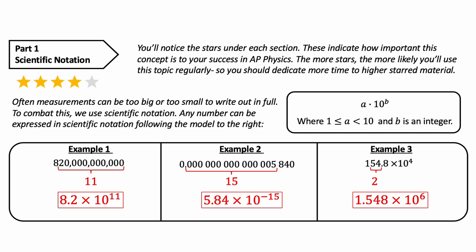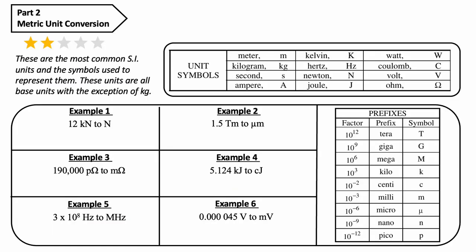Now moving on to part 2. In part 2, we are doing metric unit conversions. Once you understand the trick of these, hopefully they will be extremely easy for you. Let me explain what that trick is. The unit itself doesn't matter at all. Take example 1, where we are converting kilonewtons to newtons.